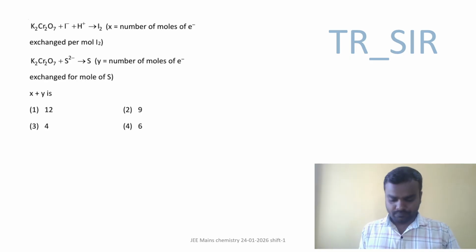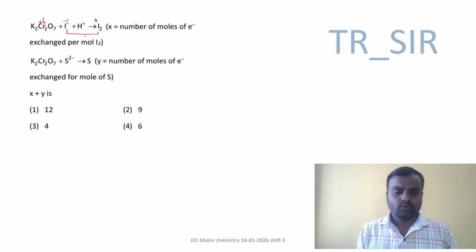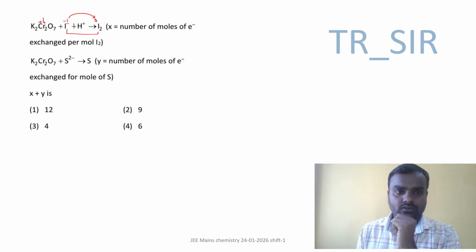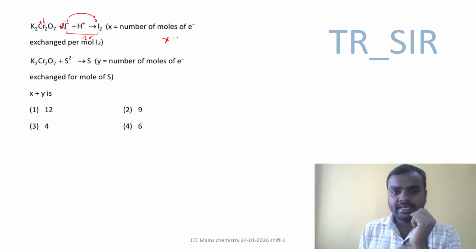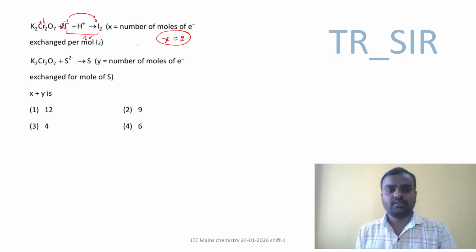Now the next question is from redox reactions. The oxidation state of chromium will be how much? Here it is plus 6, here iodine is minus 1, here 0. Minus 1 to 0, so 1 electron is transferring for 1 iodine. Here how many iodines are there? 2 iodines. So multiply by 2 here, so 2 electrons are going. That means X is equal to 2, the number of electrons.